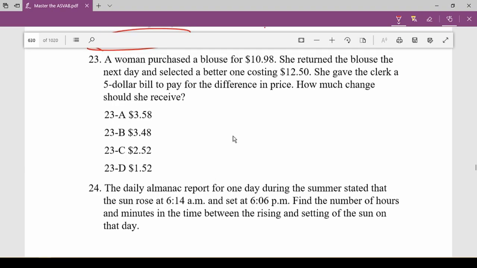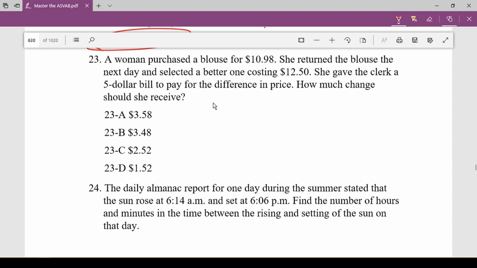All right, number 23, a woman purchased a blouse for $10.98. She returned the blouse the next day and selected a better one costing $12.50. She gave the clerk a $5 bill to pay for the difference in price. How much change should she receive?